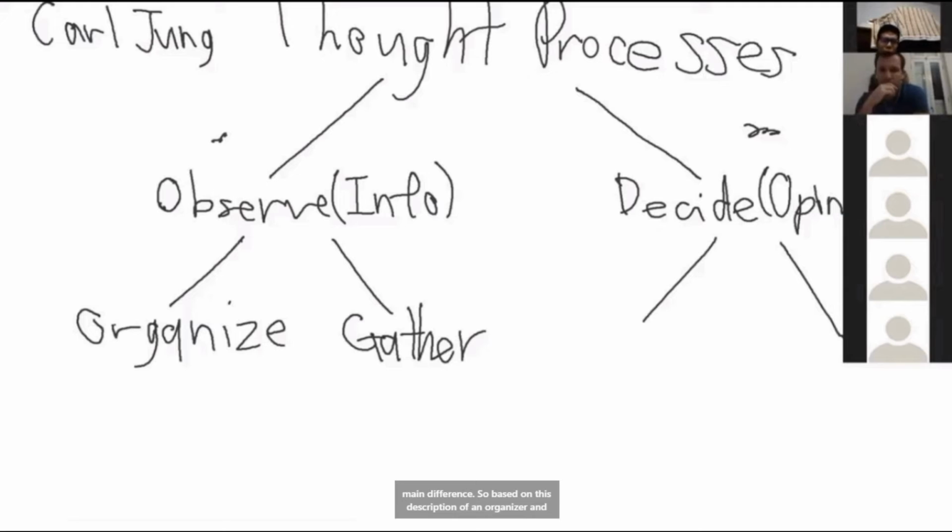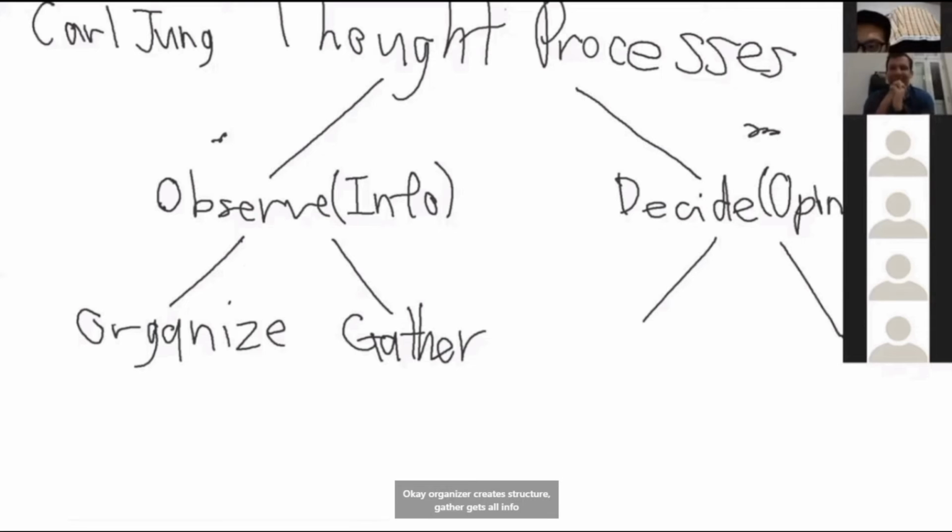So based on this description of an organizer and a gatherer, who do you think is the one who's more structured? Can you either tell me or type it in the chat? Organizer, gatherer, who is more structured? Okay, so someone said organizer is more structured. Anyone else? So my question is between an organizer and a gatherer, one of them is more structured. Who do you think is more structured? So another answer coming in, organizer is more structured. And okay, if there are no more answers coming in, then I should go on.